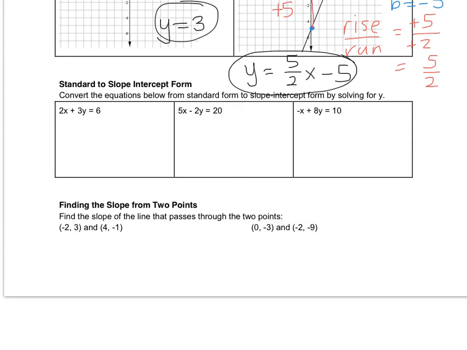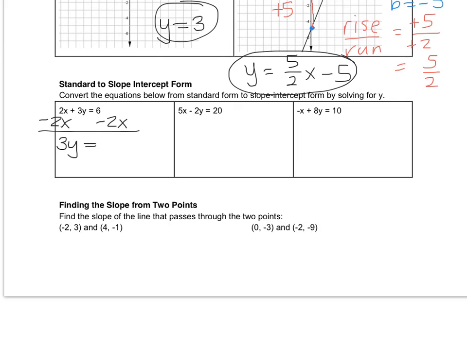So you're trying to get y by itself. So you're moving the x's over and you're dividing by the number in front of y. So to do that for this first one, I'm going to subtract off 2x from both sides. So on the left-hand side, I'll have 3y equals.